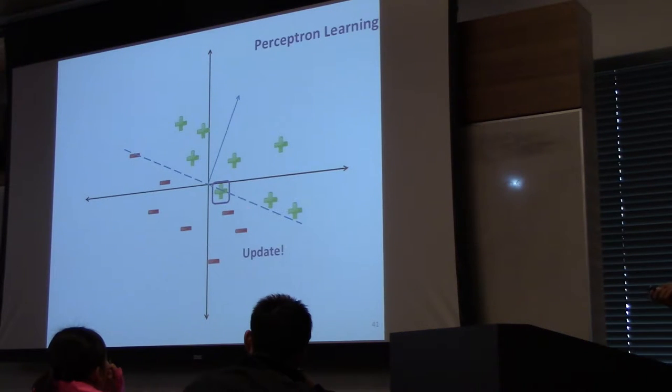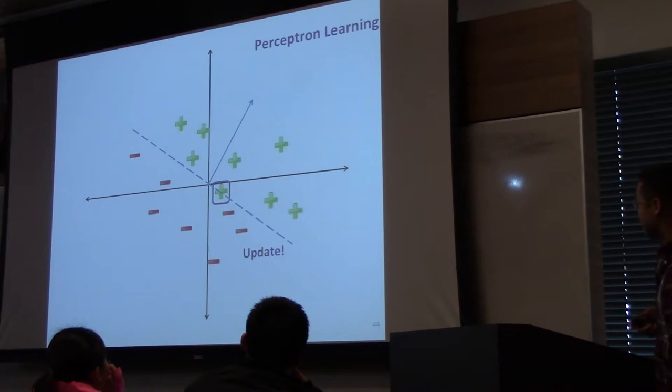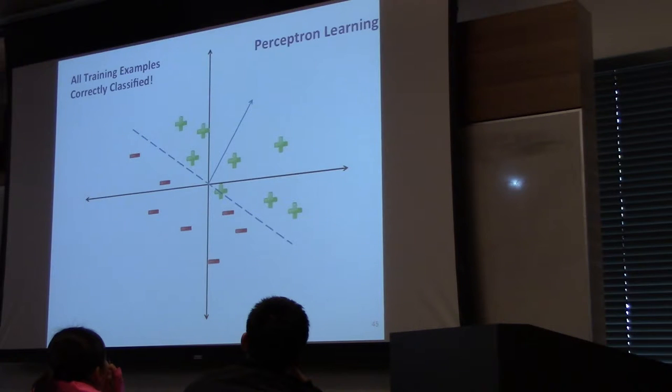Oh, look, it's still misclassified. We made an update, but the magnitude of this example is so small that even after one update, it was still misclassified. And in fact, it's the only misclassified example, so we're just going to make an update in that exact same direction again. And after two updates in that direction, we now have a perfect model with no mistakes.